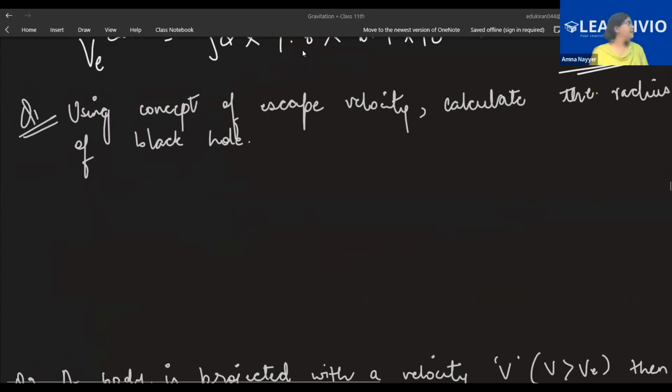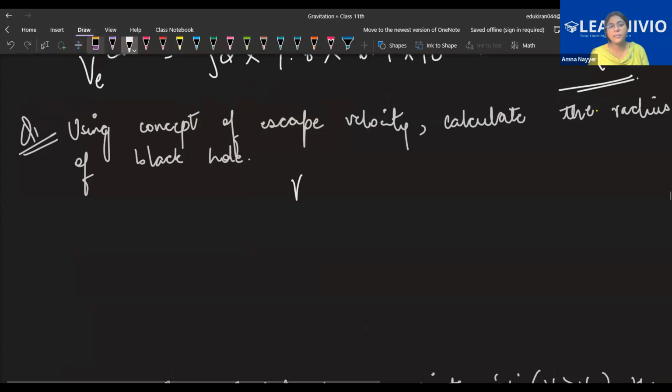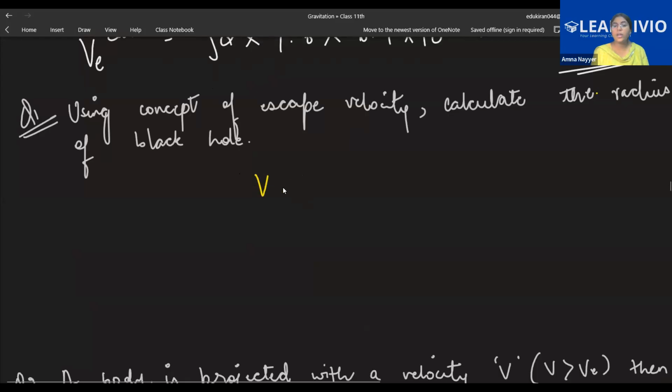Okay, see, this says that using the concept of escape velocity, calculate the radius of black hole. Please open the cameras, class. Do not shut it. So, see, whenever we are studying about black holes, the velocity has to be greater than or equal to the speed of light. This is the whole gist of this question which you have to use. Otherwise, this question is very easy.